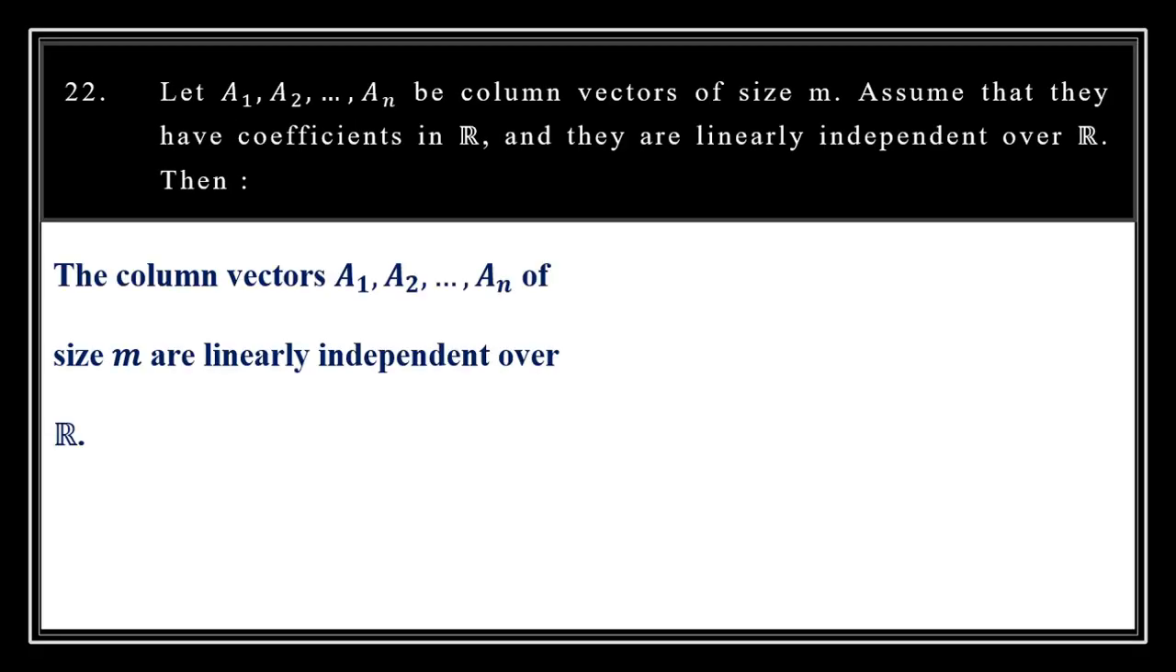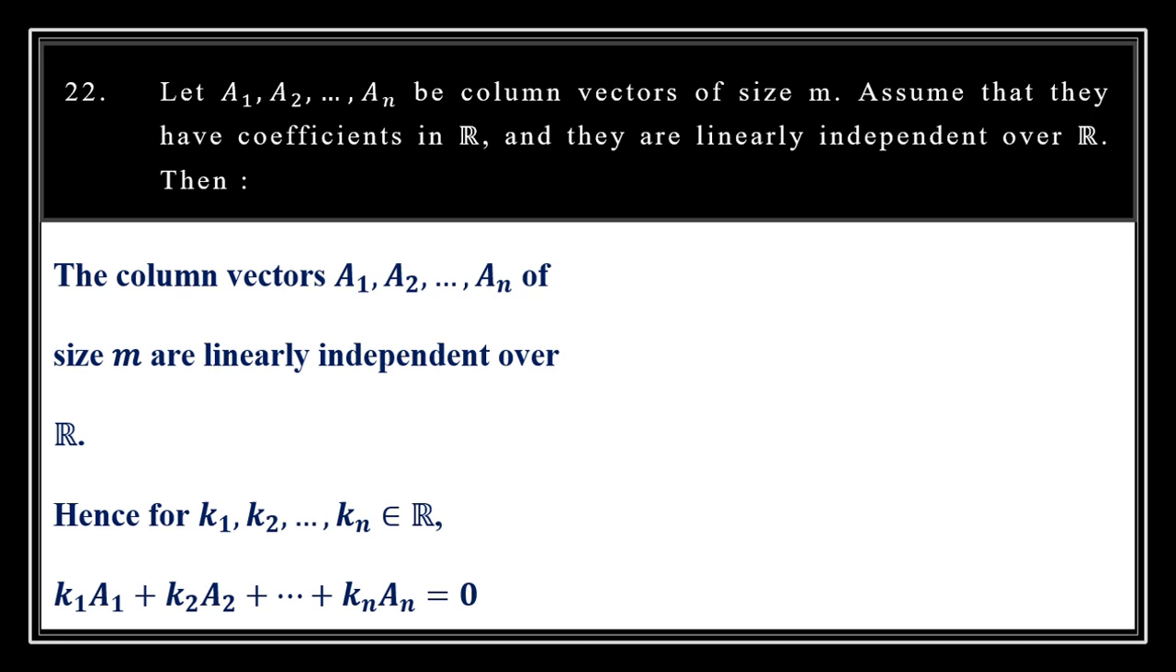See, the column vectors a1, a2, ..., an of size m are given to be linearly independent over R, and hence for any n real numbers k1, k2, ..., kn, the linear combination k1 a1 plus k2 a2 plus ... plus kn an equal to the 0 vector implies k1 is equal to k2 is equal to ... kn is equal to 0. Means for every linear combination equal to the 0 vector, the coefficients must be 0 because these vectors are linearly independent over R.